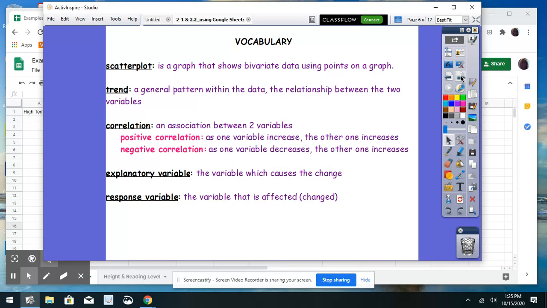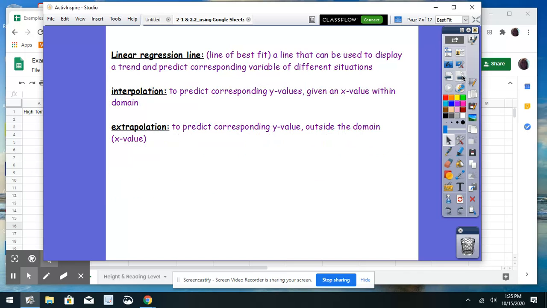Either they are both increasing, as one increases, the other one increases, that would be a positive correlation, or as one increases, maybe the other one is decreasing, that would be a negative correlation. Then there's an explanatory variable, that would be the variable that causes the change to occur, and the response, of course, is that change that is occurring. Linear regression line, or the line of best fit, is the line that can be used to display our trend, and we use that also for predicting in different situations.